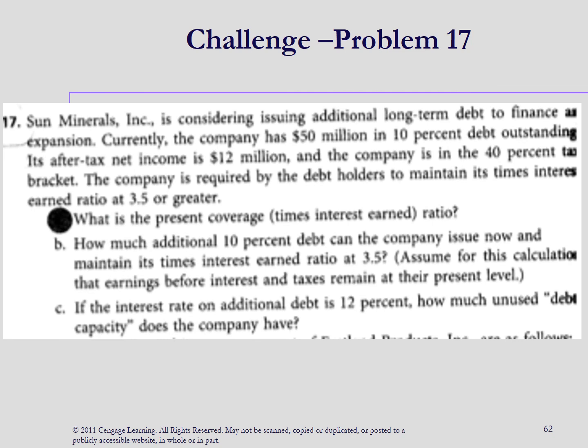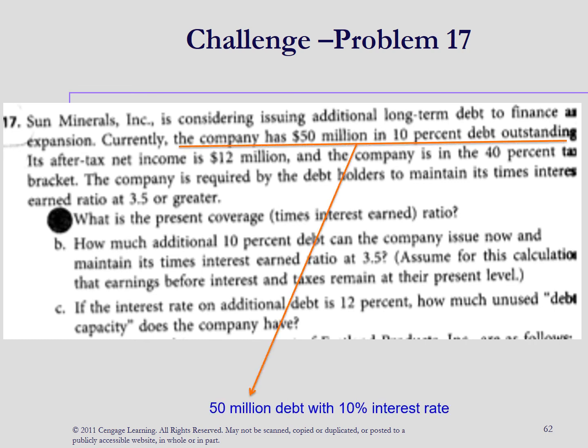This is a problem from the end of chapter question, question number 17. Please read through the problem by yourself. Now, the sentence: the company has $50 million in 10% debt outstanding means the company currently has $50 million debt with 10% interest rate.